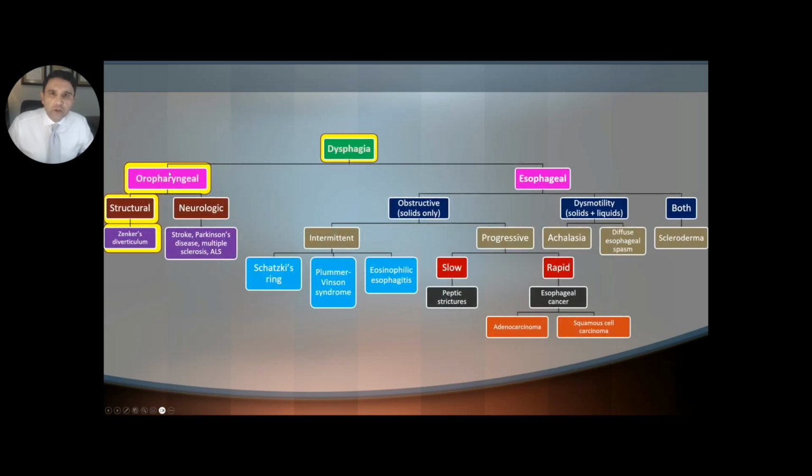So now let's go in a little bit more detail, and we're going to talk about one of the two big components of oropharyngeal dysphagia, which is structural abnormalities. And the disorder that we're going to talk about is called Zenker's diverticulum.